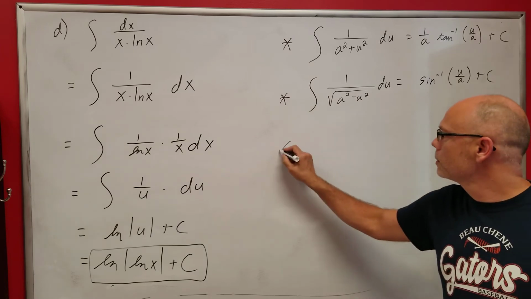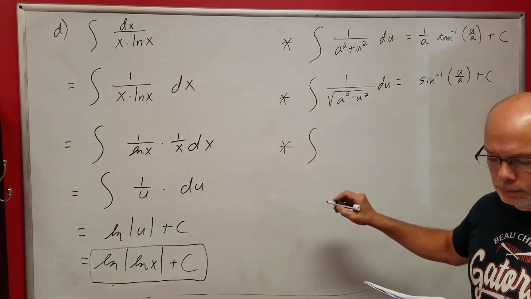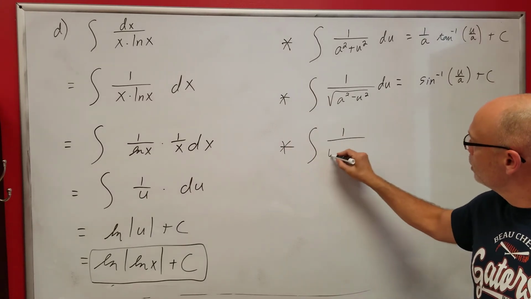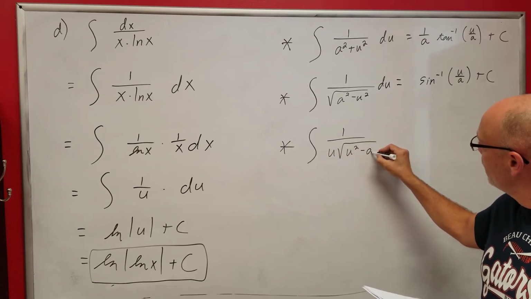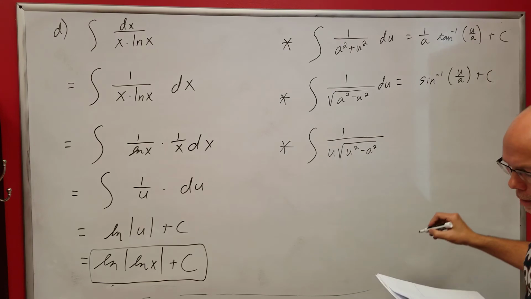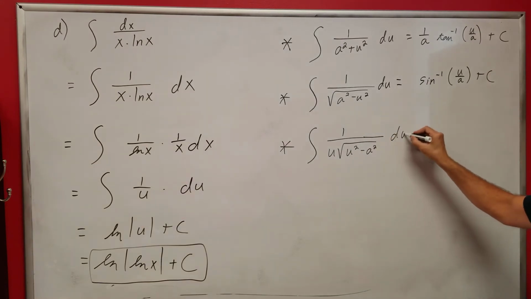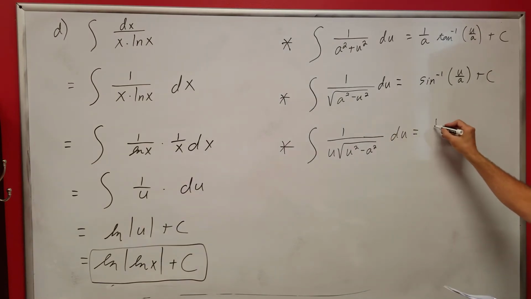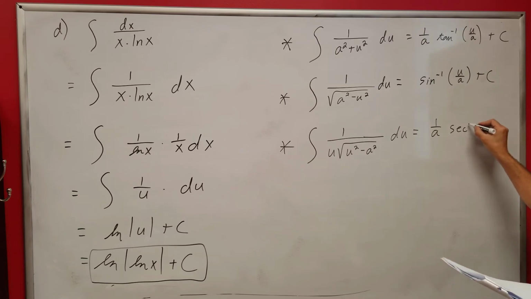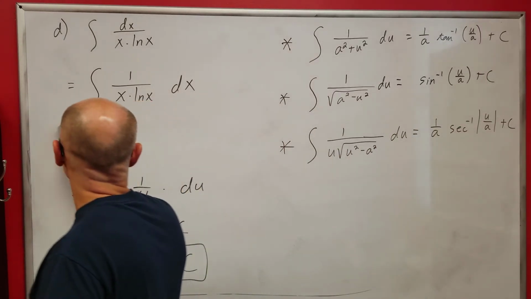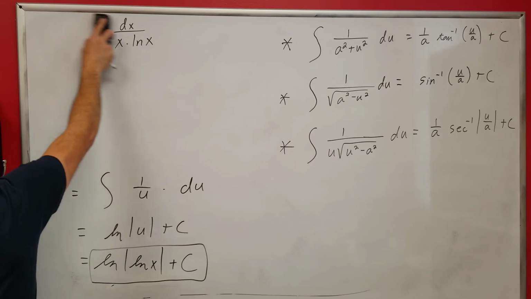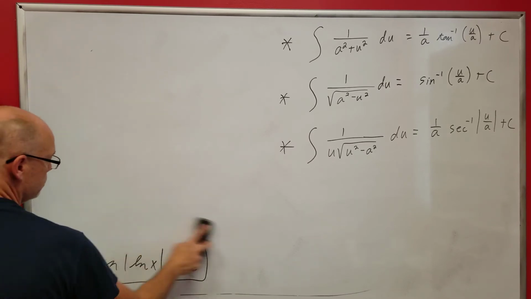And then we have this one that's a new formula for us. What if we have 1 over u square root of u squared minus a squared, du? Your book says this is 1 over a inverse secant, the absolute value of u over a, plus c. Memorize those 3 versions. You can assume in this class, if you go on to take Calc 2 and Calc 3, you'll probably see them there and so forth.